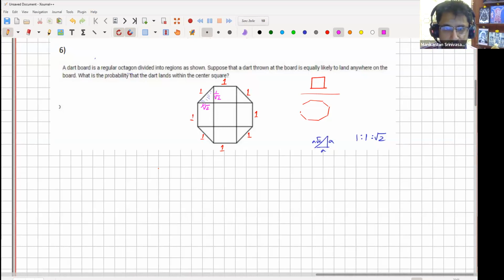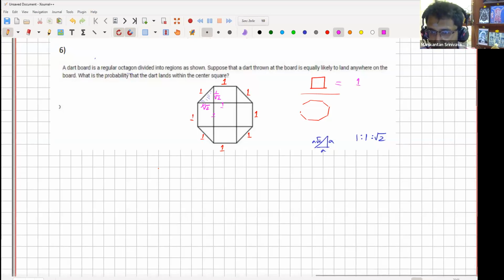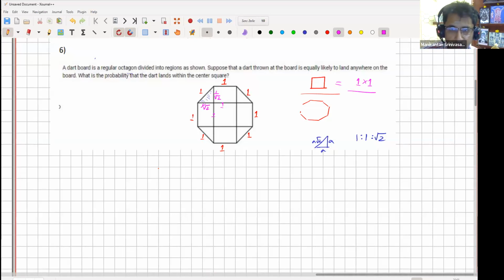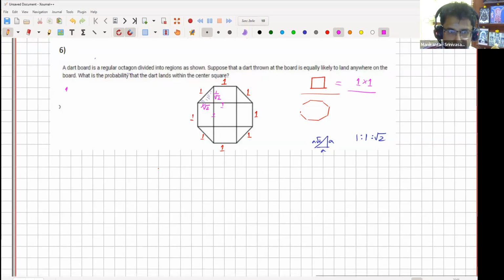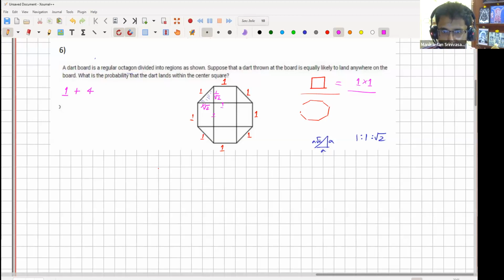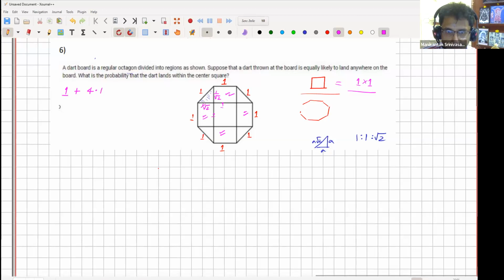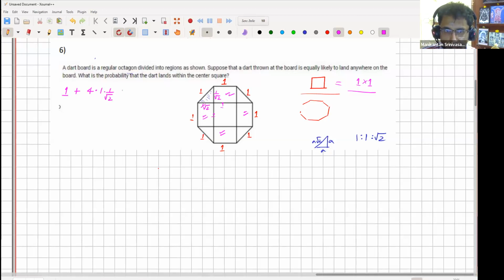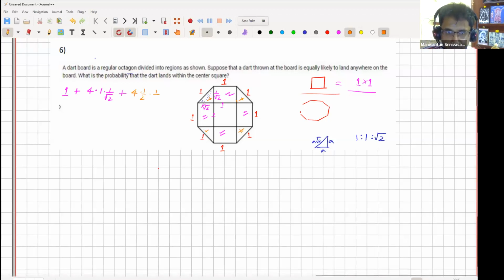So the area at the center is literally 1 into 1. The square is just 1 into 1, which is 1. And the area of the entire octagon is the square at the center, which is 1, plus there are 4 rectangles, namely this rectangle, this rectangle, this rectangle, and this rectangle. Each of these rectangles has sides of 1 and 1 by root 2. And there are 4 triangles. Each triangle is half into base into height. The base is 1 by root 2, and the height is also 1 by root 2.